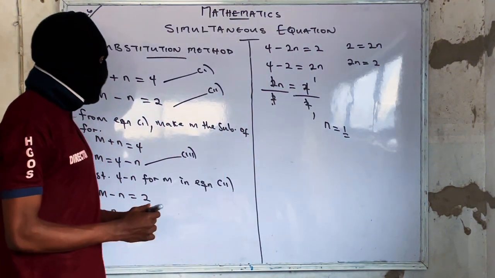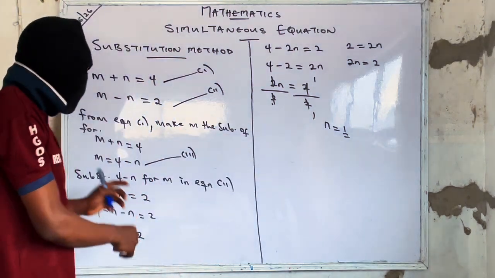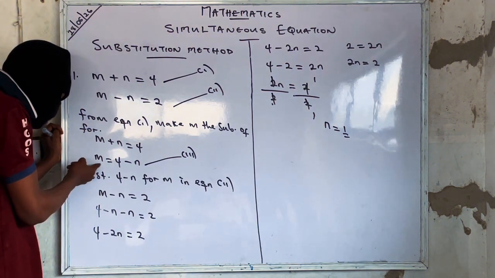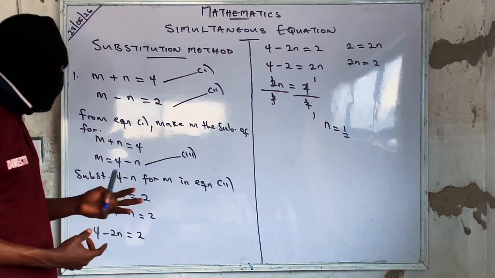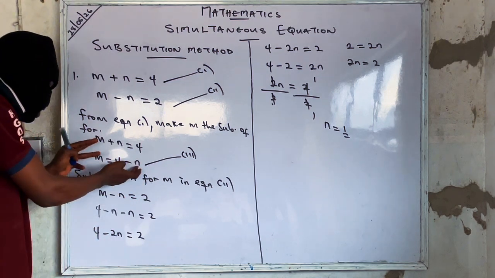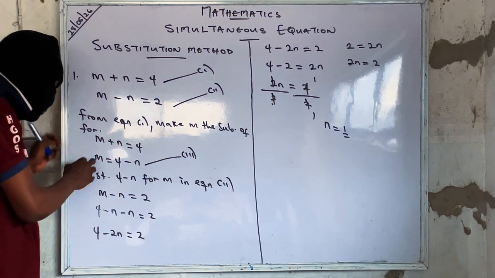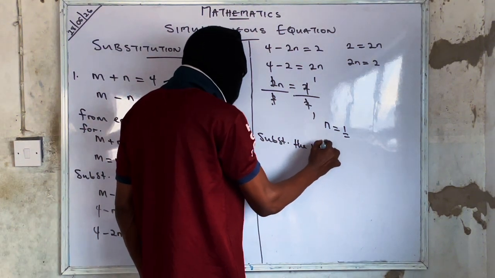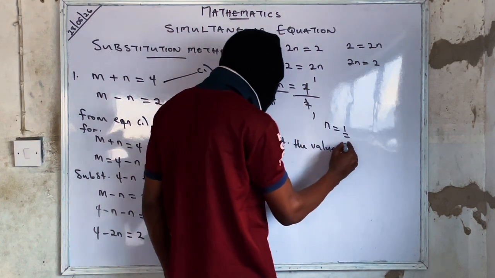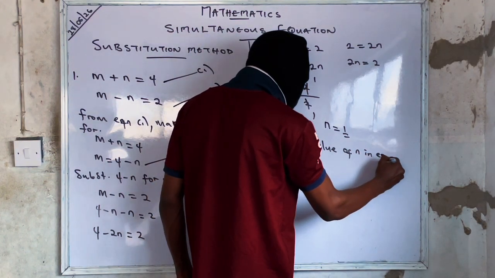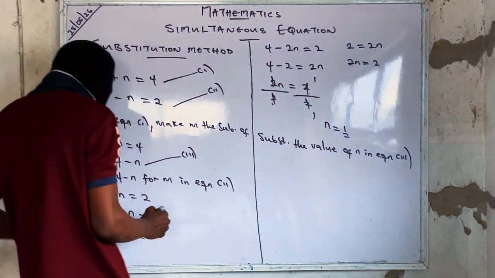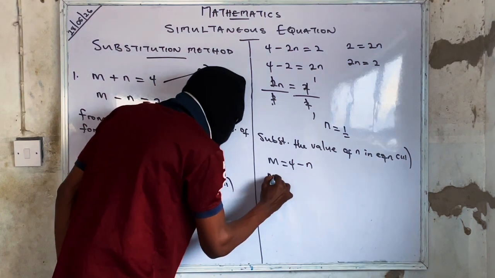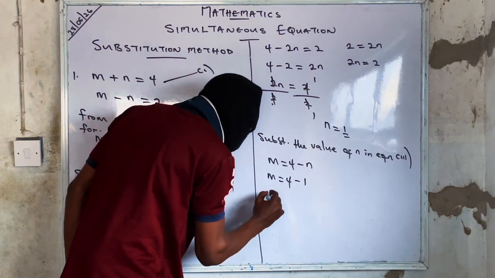Now since you have gotten your n, you have to substitute the value of n into your equation 3, because this m here depends on your n. Without getting your n, you can't get your m. So substitute the value of n in equation 3. Your equation 3 is m equals 4 minus n. Now m equals 4 minus 1, then m equals 3.